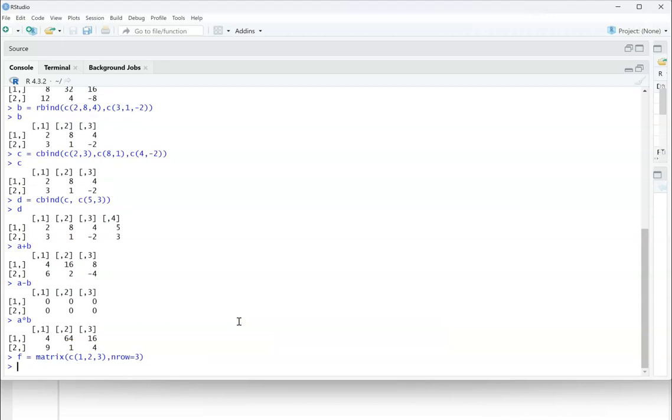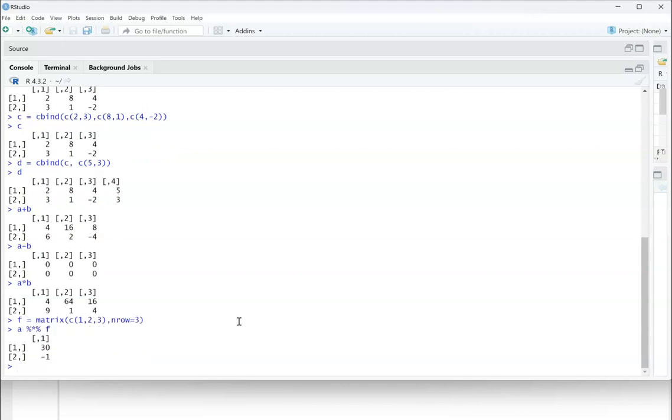All right, so now I should be able to do A times F, right? A had 3 columns, F has 3 rows. The command is you put percent signs around the multiplication symbol. And then we get the answer that we want. The one quirk for doing matrix multiplication: you have to use percent signs around the multiplication symbol to get it to multiply the matrices together.